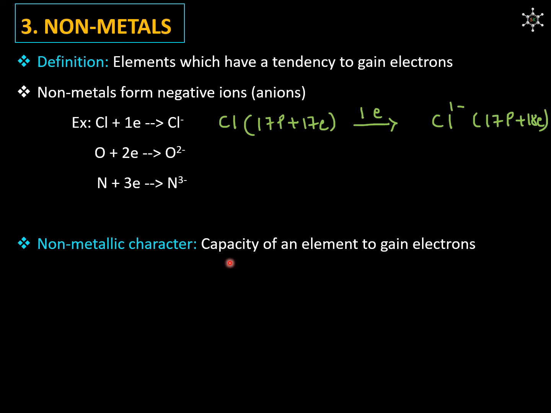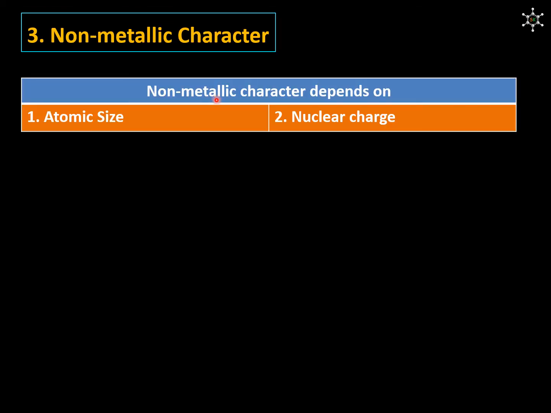The capacity of an element to gain electrons is called non-metallic character. If an element can gain the electron easily, then it is said to have more non-metallic character. If it is difficult to receive the electron, then it is said to have lesser non-metallic character. I hope you have already observed that metallic character and non-metallic character go in opposite directions. Non-metallic character depends on atomic size and nuclear charge.